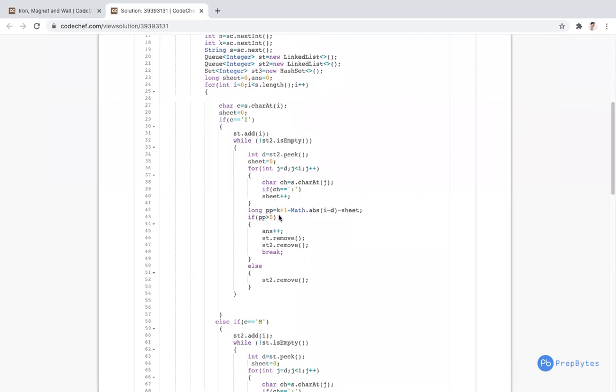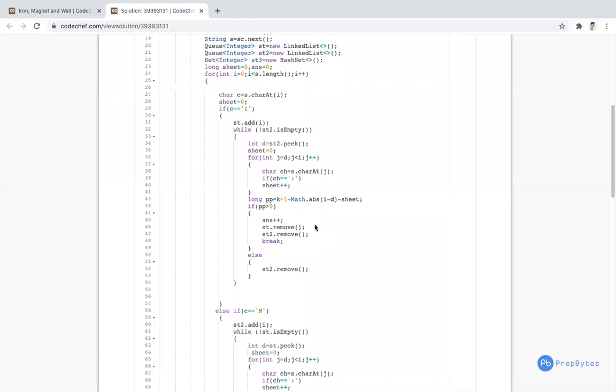If the character is this, we will increase this counter of sheet. And now we will apply the value of the sheet in the formula, and we will get the absolute value of i minus d. What is i here? i is the current index, and d is the peek value index, that is the magnet index. If it is iron, then I'm also calculating the index of magnet, which is stored in the second queue. And if it is greater than 0, I am increasing the count of my pair, removing both from the queues, and breaking this loop.